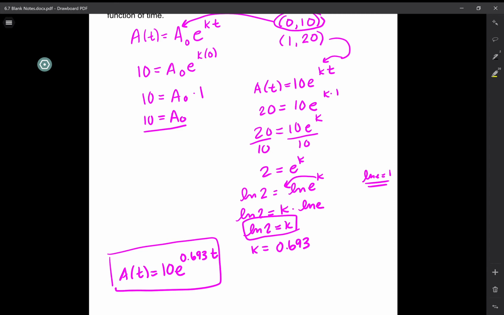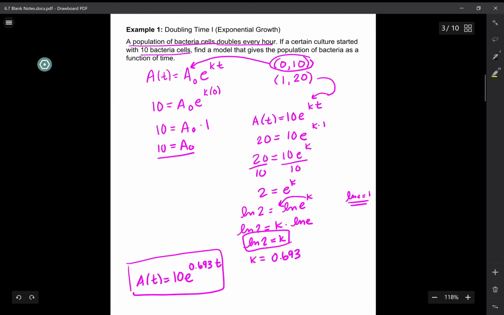0.693 times 20, oh no, times 1, times 1, raise e to that power, multiply that by 10, and sure enough, I got 19.997. So we definitely got our point output value of 20. All right, so there's how we model exponential growth, given some information about the model.